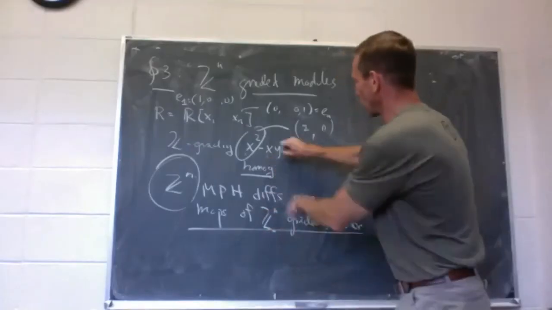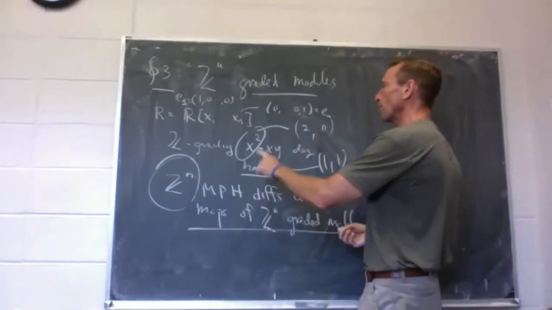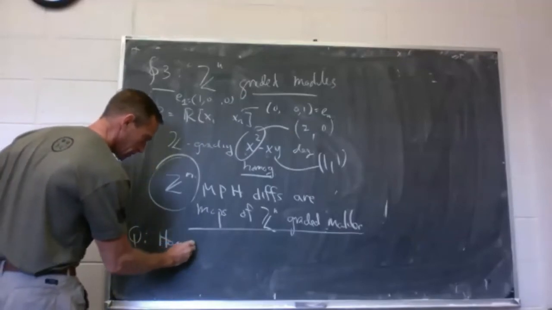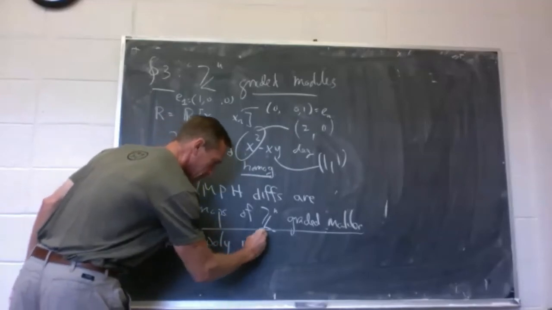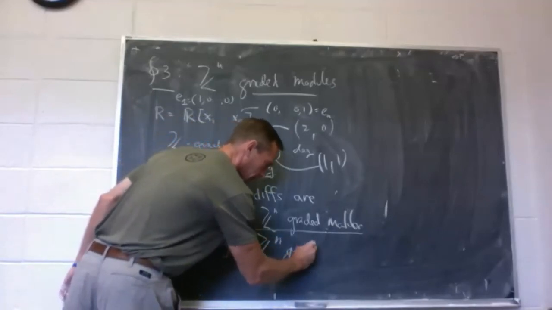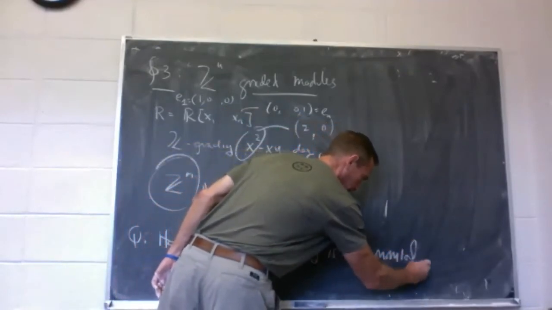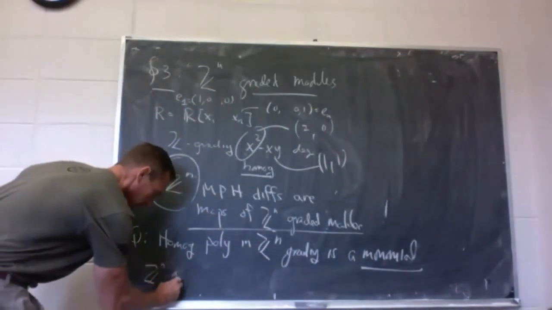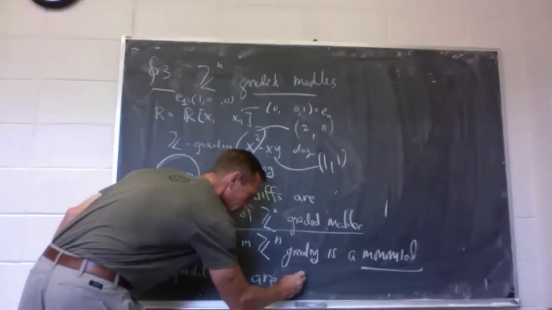So that has weight 2-0. This has weight 1-1, right? The point is that in the fine grading, every single monomial has a different weight. So what are the homogeneous ideals? We know that a homogeneous polynomial in the Z^n grading is just a monomial. So that means that the only Z^n graded ideals are monomial ideals.